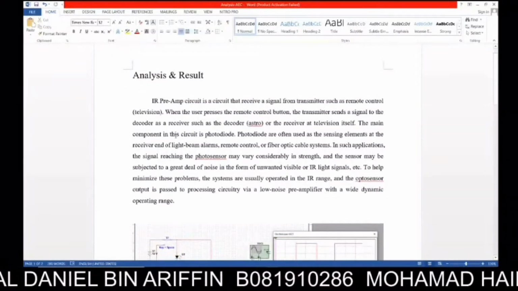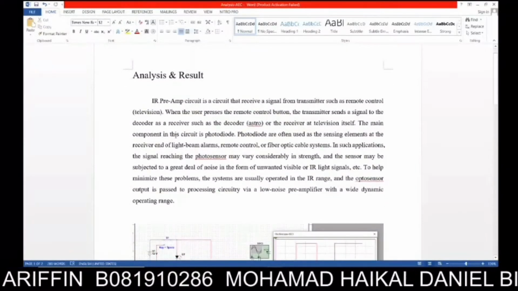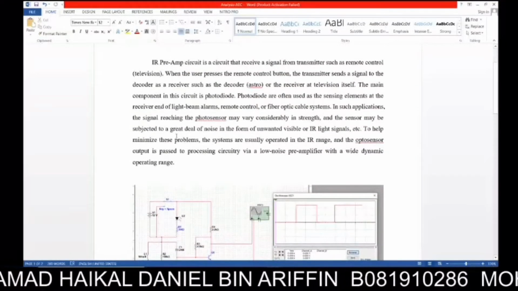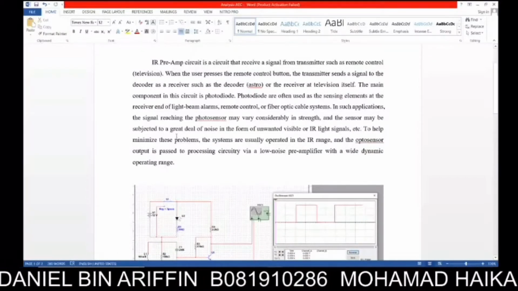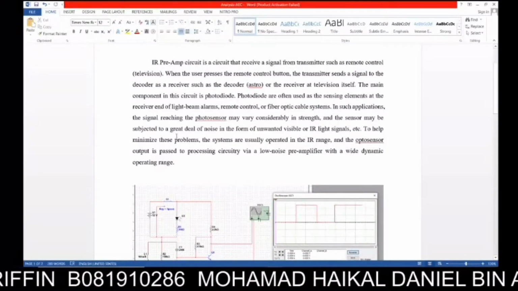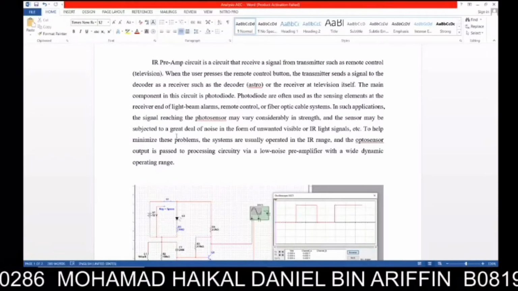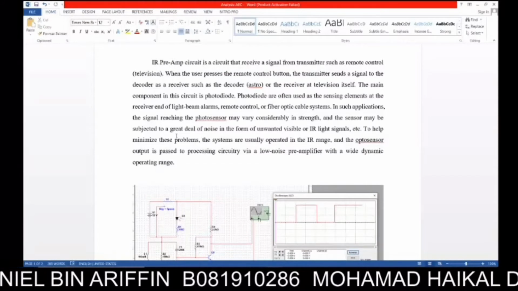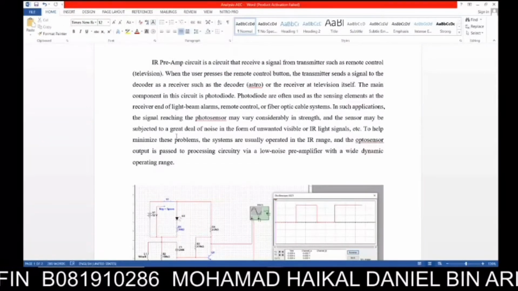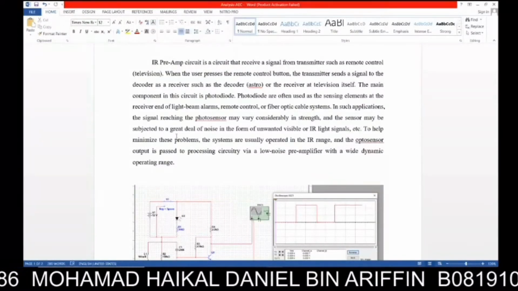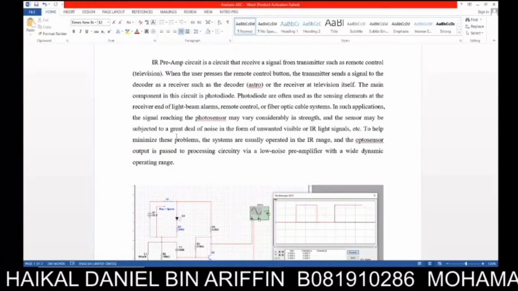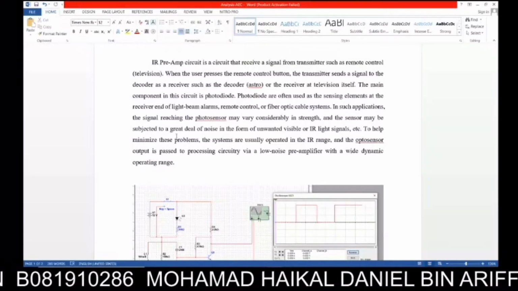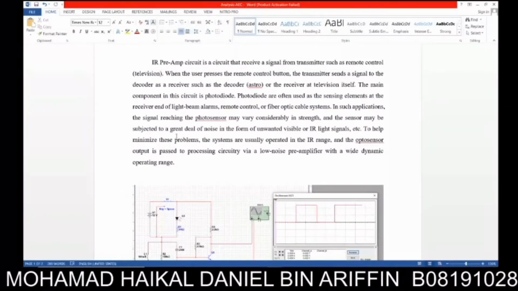The IR preamp circuit is a circuit that receives a signal from a transmitter such as a television remote control. When the user presses the remote control button, the transmitter sends a signal to a receiver, such as the Astro decoder or the receiver in the television itself. The main component in this circuit is the photodiode. Photodiodes are often used as the sensing elements at the receiver end of light beam alarms, remote control, or fiber optic cable systems.